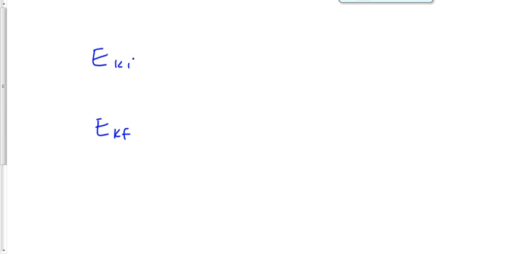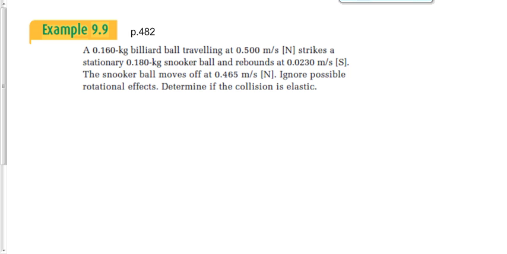All right, let's take a look at the problem that we have on page 482. It says a 0.160 kilogram billiard ball traveling at 0.5 meters per second to the north strikes a stationary snooker ball and rebounds at 0.023 to the south.